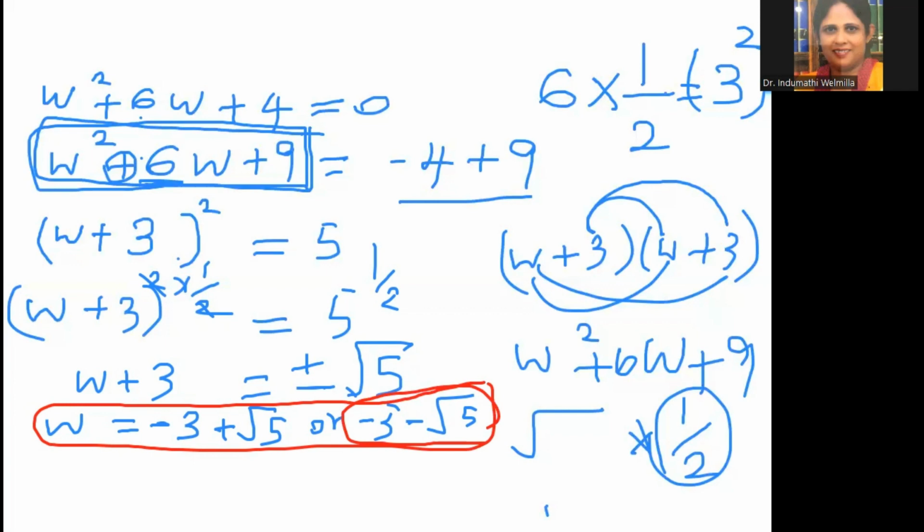So that is the way how we can solve this type of quadratic equation by using the completing square method, because this equation has no factors, right? Most probably, no factors means the value of W may be a decimal value, not a whole number, correct?